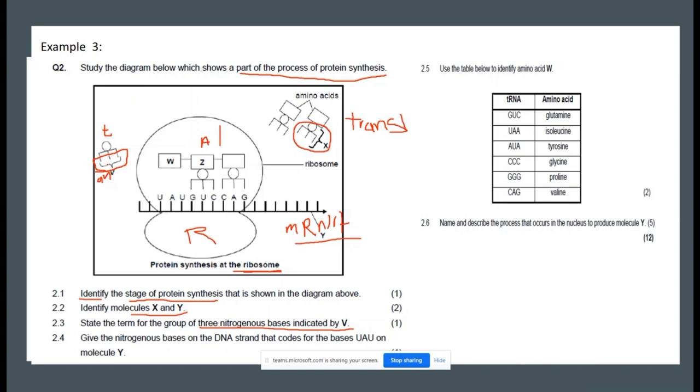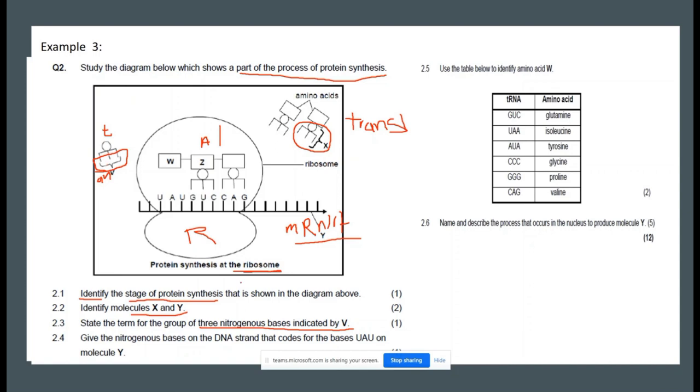Please remember, grade 12: DNA, three bases, base triplets. mRNA, three bases, codons. tRNA, three bases, anticodon. If you remember that, you will never go wrong.